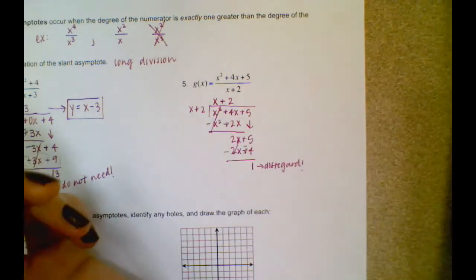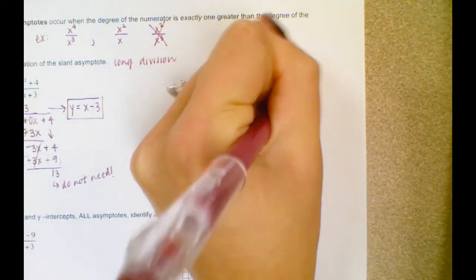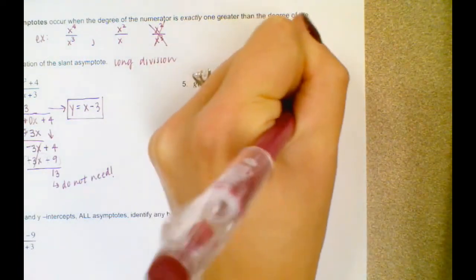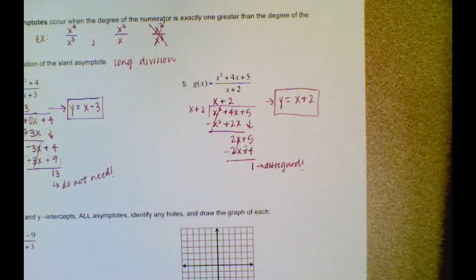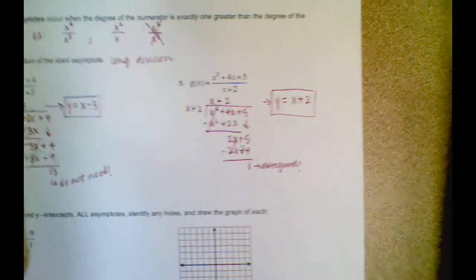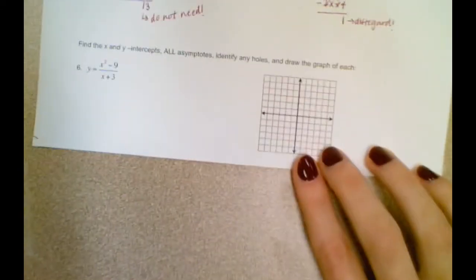Okay, so my equation is y equals x plus 2. And you just keep going until you've used all these terms. Like, you just keep bringing down the next term and the next term and the next term. Okay? Alrighty, so we're good there. Alright, that's how you find a slant asymptote. Alright, let's do an example down here.